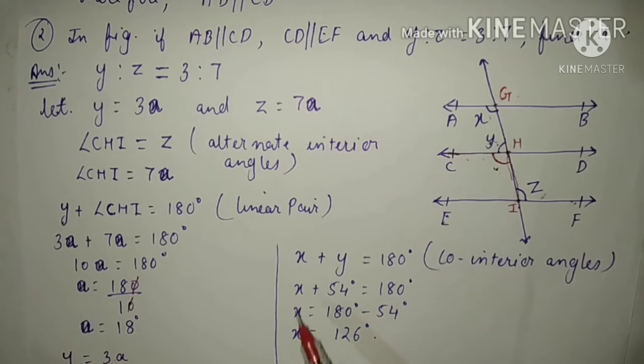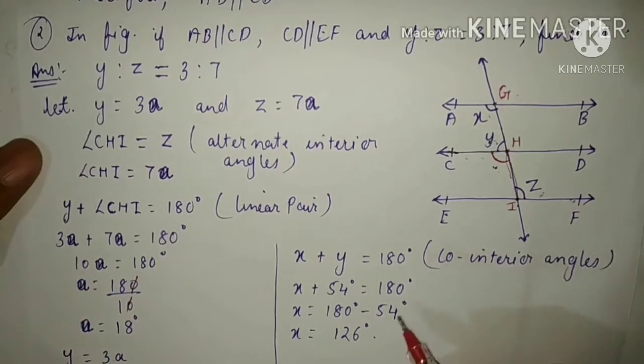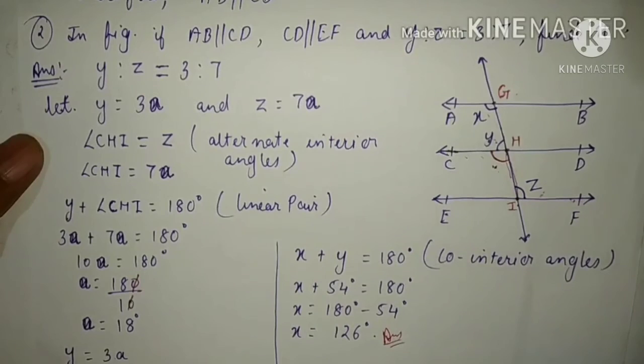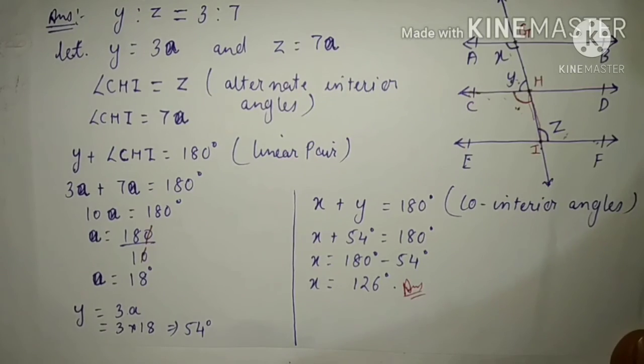Now we have to find the value of x, okay, then plus the value of y, 54, is equal to 180 degrees. Then x will be equal to 180 minus 54 degrees. Then x will be equal to 180 minus 54, which is 126 degrees. This is our answer. So the value of x is 126 degrees.